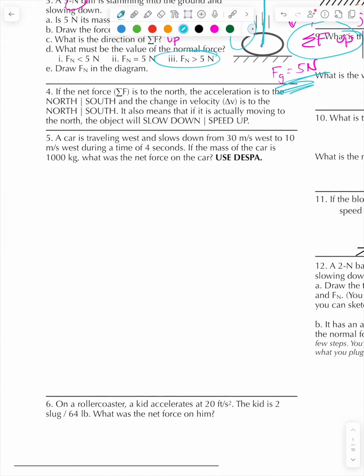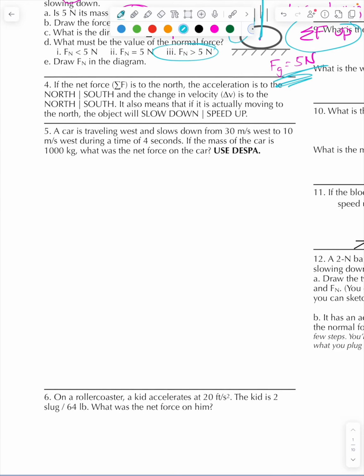Reading the question, notice it's mentioning west. Well, as you know, we learned the standard practice of just declaring which way is positive. So we're going to call west positive since it mentions a lot of west. Fine to call east positive if you want, but we'll call west positive.